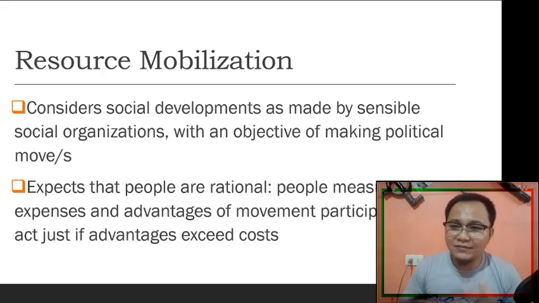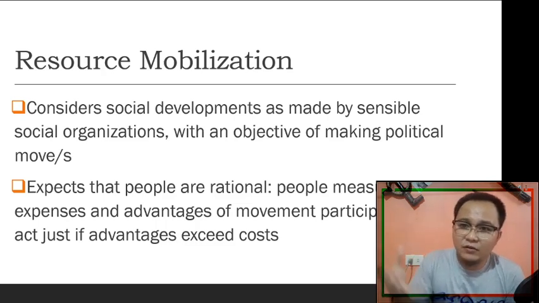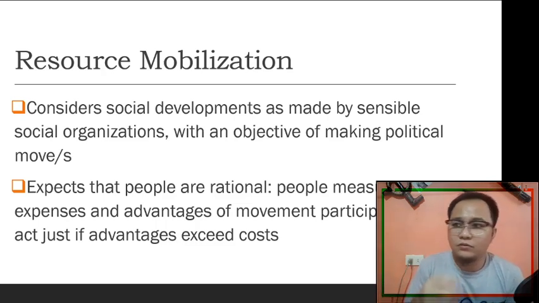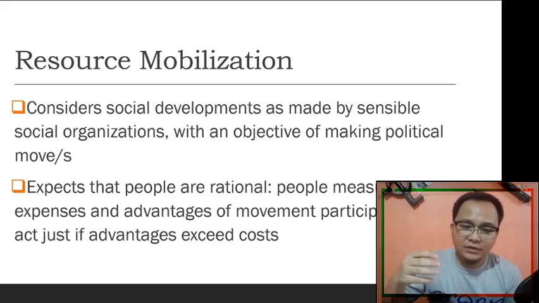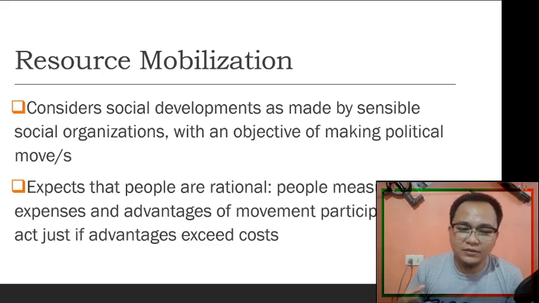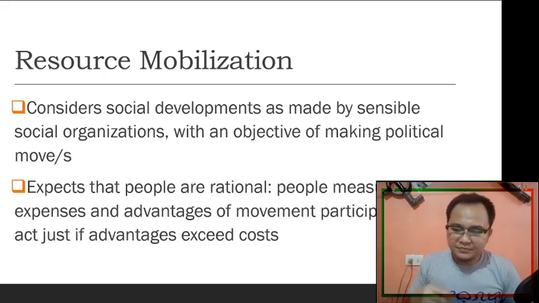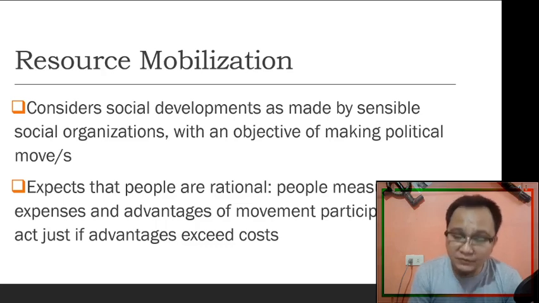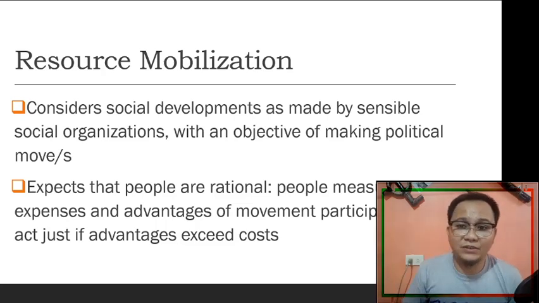Ginagawa mo ito because the advantages exceed the cost. Kaya nagbibigay ka sa isang grupo na ito kasi kahit gumagastos ka, you know that the advantages of doing volunteer work, donating something to those who are in need, is that of a sensible action. Okay? So that, in addition din, no, those actions created by social organizations or community engagement activities na lang, na para mas madali, na ginagawa ng mga organizations is that of a rational activity.